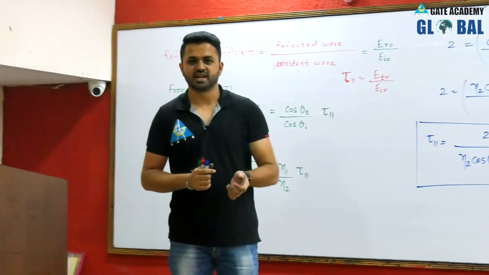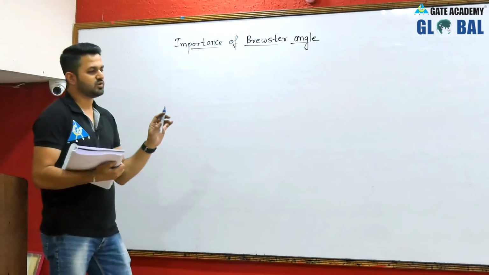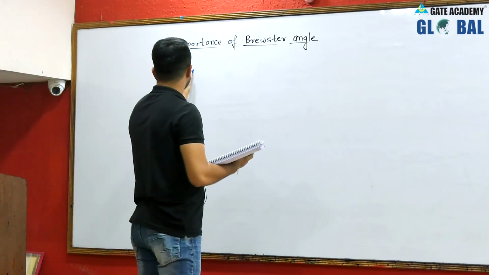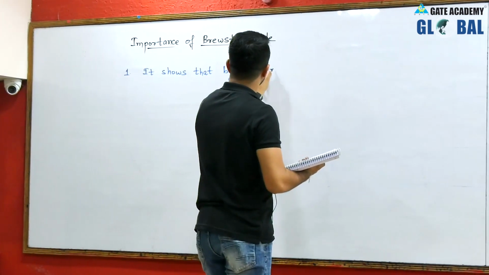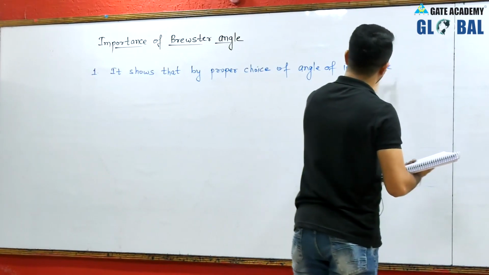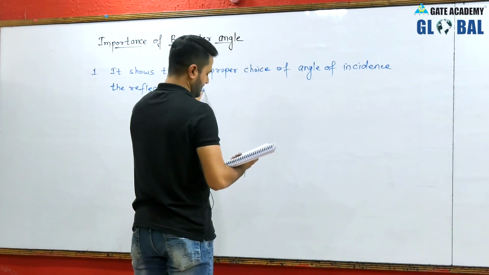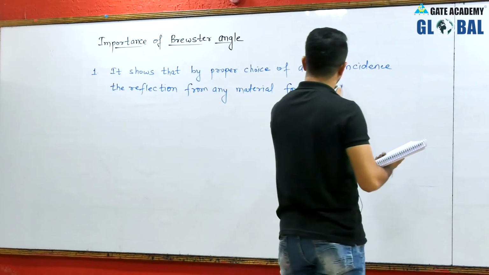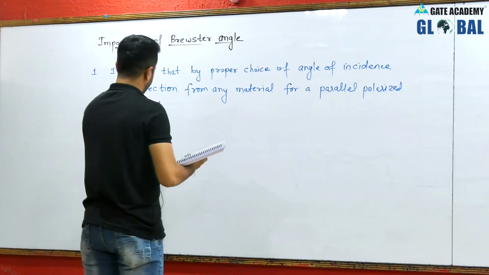Now we will see the importance of Brewster angle. I am telling you a few points, please note them down, and I am writing them on the board also. So the first point is, it shows that by proper choice of angle of incidence, the reflection from any material for a parallel polarized wave can be cancelled.